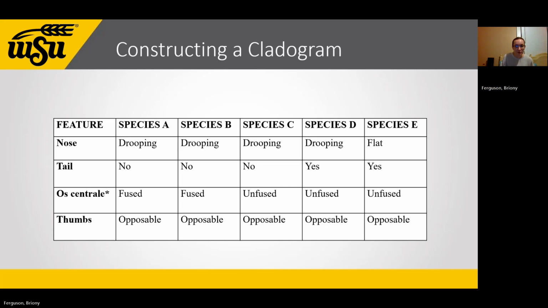So we'll start with these opposable thumbs, then drooping noses, then having tails or no tails, and then the presence of the os central, which is just a wrist bone. So when we're creating our cladogram, at the bottom, we're going to have these opposable thumbs.